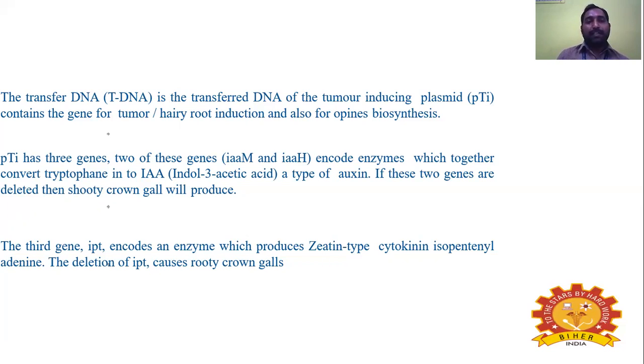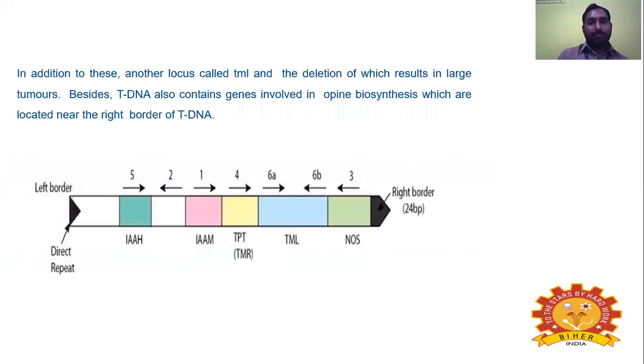And the third one, that is the IPT, encodes an enzyme which produces zeatin-type cytokinin, isopentenyl adenine. So this IPT deletion leads to the rooty crown gall disease. So if you see the first 2 important genes, if you delete them, you'll get shooty crown gall disease, whereas the third gene, if you delete it, you'll get the rooty crown gall disease.